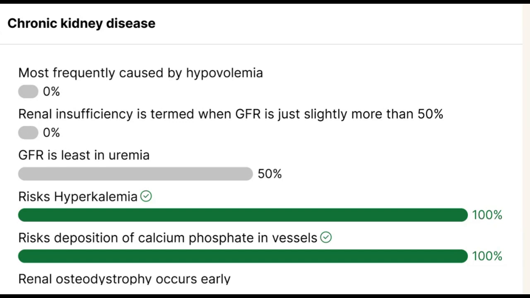Renal osteodystrophy, which is a bone disease because of renal failure, actually occurs later in renal disease, not early, because there are two layers of bone that you have to go through for this disease to occur. Initially the first layer is affected, and once that's exhausted, only then do you start using up the second layer, and that's when you have renal osteodystrophy.